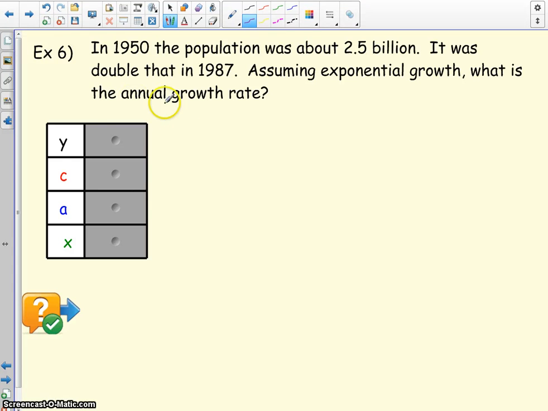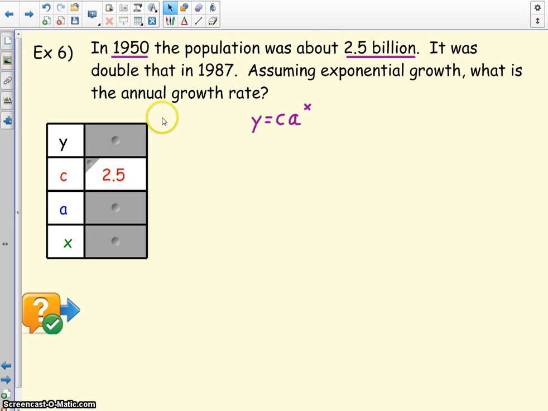So again, same idea as when we did day 1 of this lesson. Y equals C times A to the X is going to be our starting point. We got to figure out what goes where inside the equation. So at the start, in our first year here in 1950, the population is about 2.5 billion. So our starting population is 2.5 billion. That's going to be our C. Okay, I'm not going to use billions here, so we'll just use 2.5.